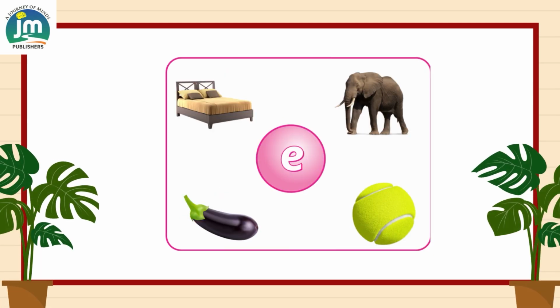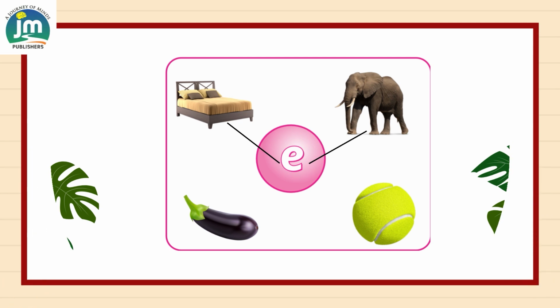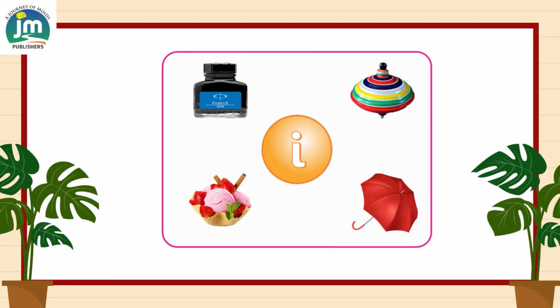Second vowel is E. E for elephant, bed. So match the E with elephant and bed. Third vowel is I. I means ice cream and I means ink pot. So match the ink pot and ice cream with I.